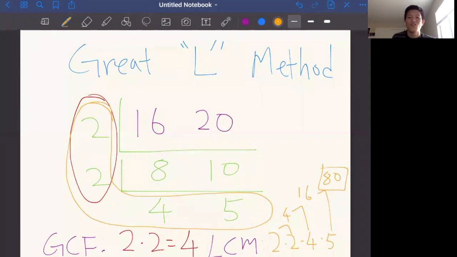So this is how you do the grid L method to find both GCF, greatest common factor, and LCM, least common multiple, okay? Just remember, you have to ask yourself, what is the number that can divide both numbers, and just continue until you don't have any number aside from 1, okay? Then at the end, multiply all the numbers on the left side to get the GCF, and multiply all the numbers on the left and on the bottom to get the LCM, okay?